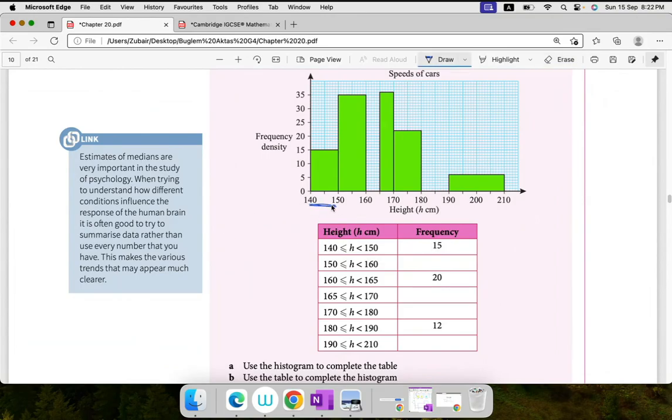See, for 140 to 150, the frequency density is 15, that's what he's writing. So basically, he's taking 140 to 150 as 1 unit. So 150 to 160 will be 1 unit, and this is 35. So he's taking the frequency as itself as just one part? Why? We can actually do that sometimes.